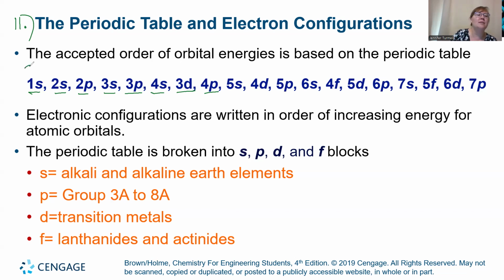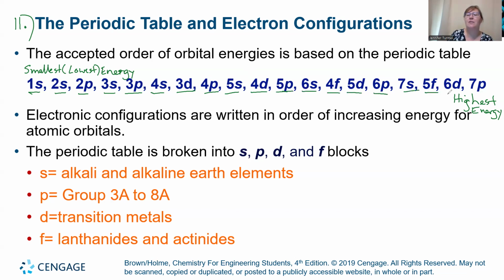So this is the smallest energy, or the lowest energy, and this is the highest energy here. And that's why they add out of order. Students will often ask me if it's wrong if they are out of order, and the answer is yes. If you do 1s, 2s, 2p, 3s, 3p, 3d, it will be incorrect. So it has to be in the correct order. And then 5s, 4d, 5p, 6s, 4f, 5d, 6p, 7s, 5f, 6d, 7p. So make sure that you have that order written down.